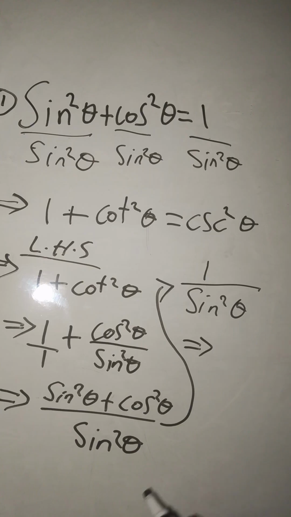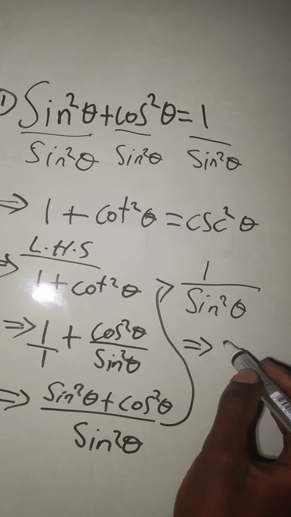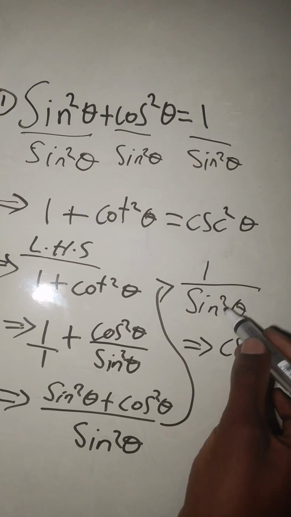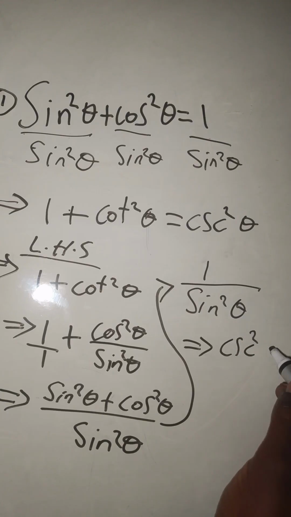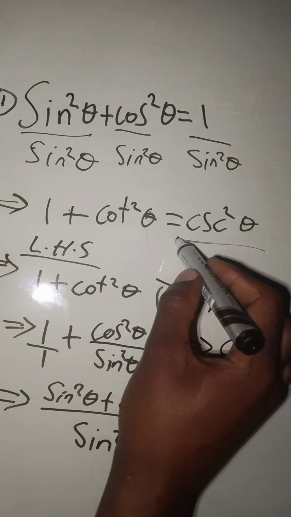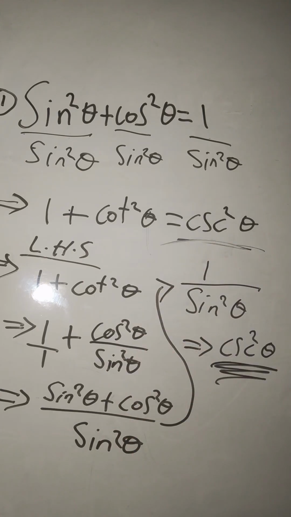Therefore, this guy is equal to cosecant, because this guy is squared, so we're going to say cosecant squared theta. This is what we have on the right hand side. So now we have shown that this guy is equal to this one. Okay, let's check out another example.